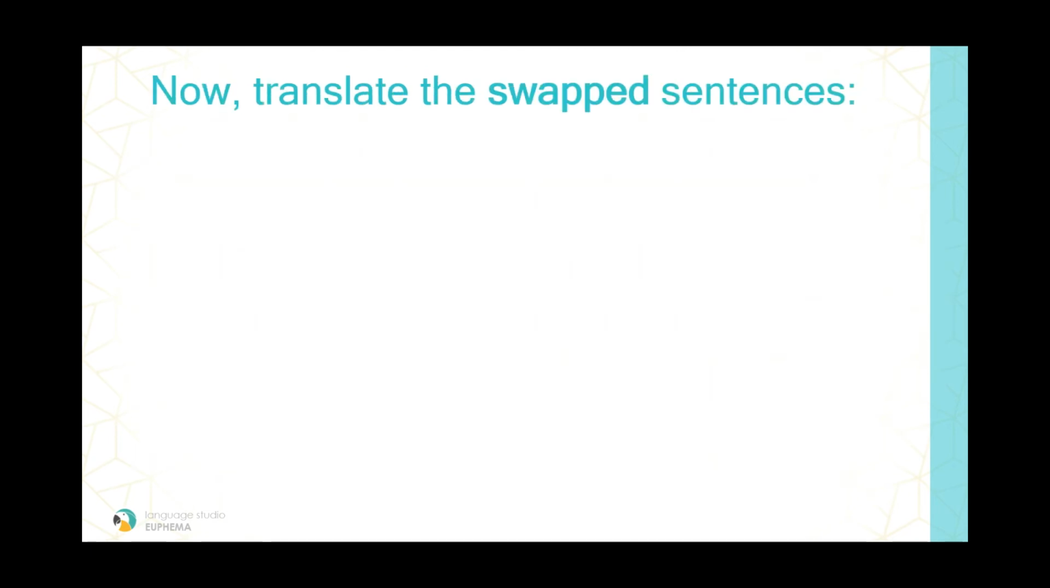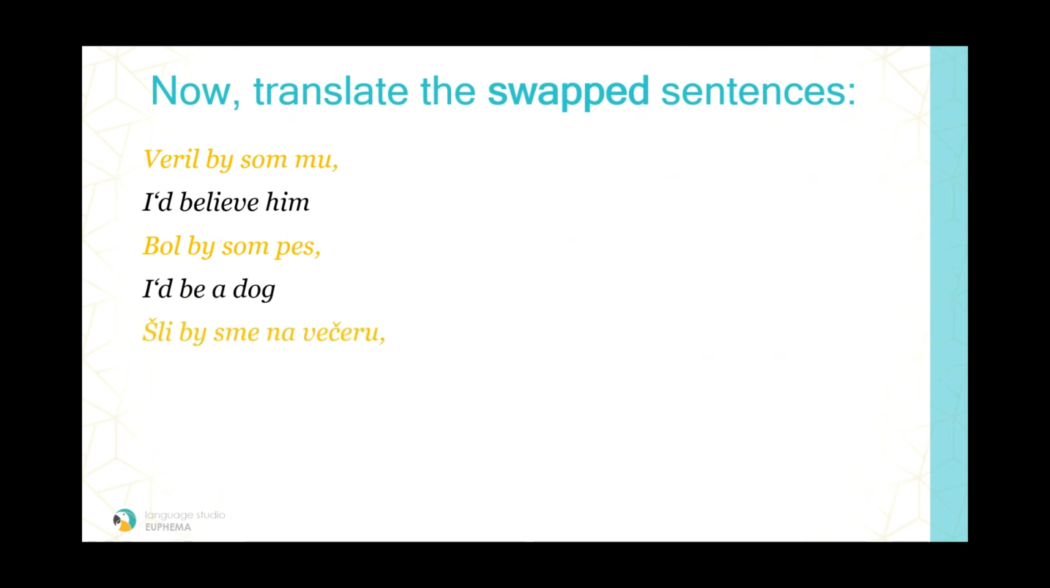Now let's swap the clauses. So it's a main clause. Don't forget would plus infinitive. I'd believe him. I'd be a dog. We'd go to dinner. I'd listen to you. And now, if clauses.